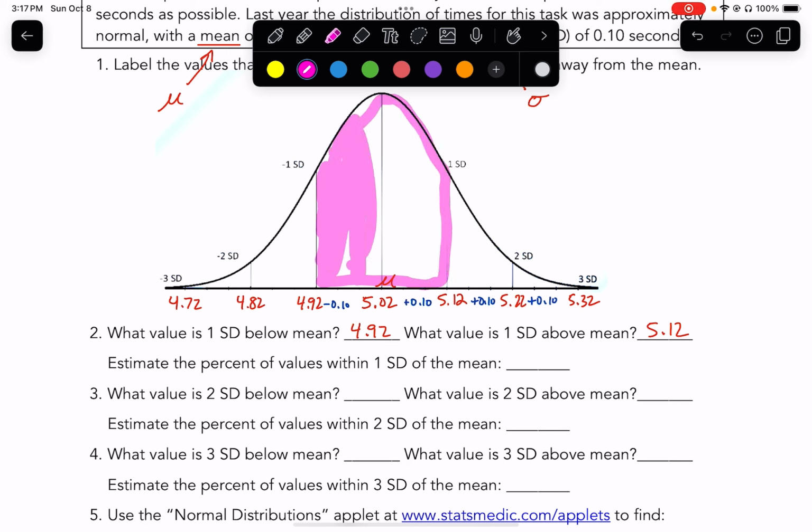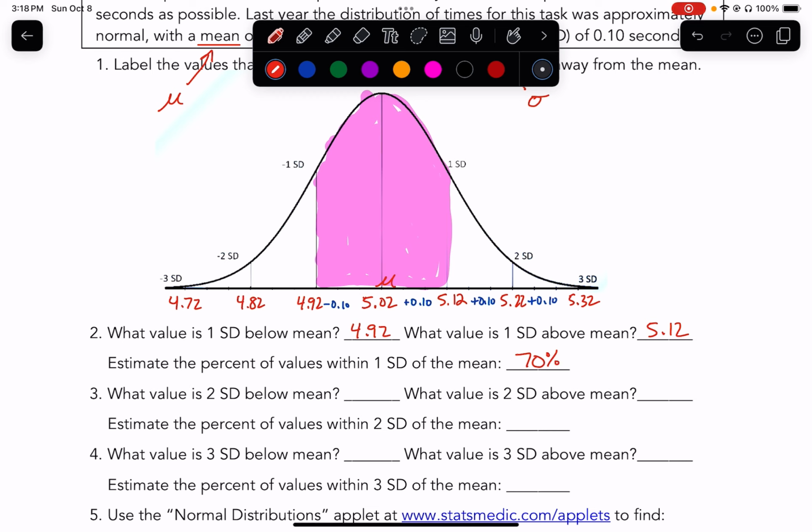Okay, so how much of our data is in this prettily sketched in area here, this pink area? What percentage is that? Looks like quite a bit. Probably a little more than half. Maybe like, I don't know, 60 or 70%. So we'll just say about 70%.